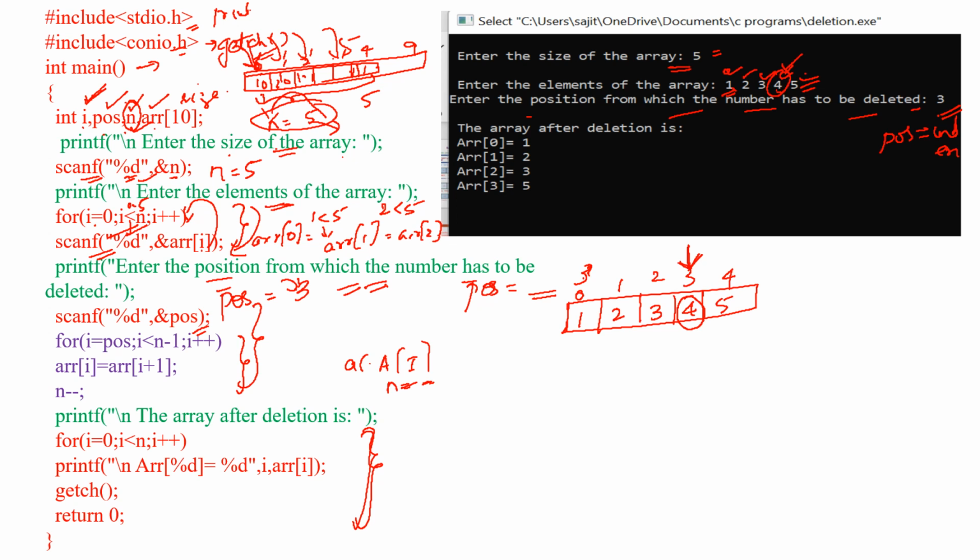So now what is the only one shifting what you can do? Your 5 should be overwritten here. 5 should be shifted here. Okay, so for I is equal to position, what is your position? 3. Now I is equal to 3. Okay, then it checks the condition whether 3 is less than n minus 1. What is your n? N is equal to 5. Okay, whether 5 minus 1. So whether 3 is less than 4? Yes, the condition is true. So it enters into the loop.